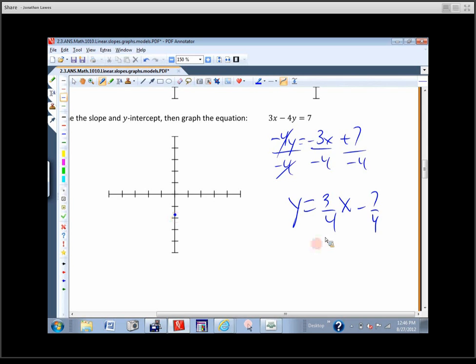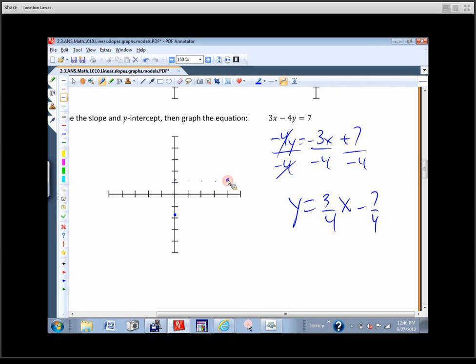Slope is positive 3/4. So watch how we need to count this off. We're going to need to go up 1, just above there, 2, just above there, and 3, just above there. So we're going to hold that right there. And then we're going to run 1, 2, 3, 4.